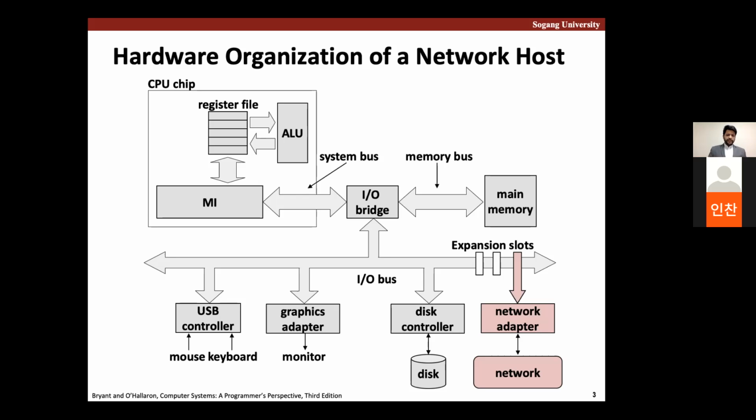Similarly, to a host machine, a network is just another IO device that serves as a source or sink for data. This network adapter is just an IO device that is used for sending and receiving data over the network.